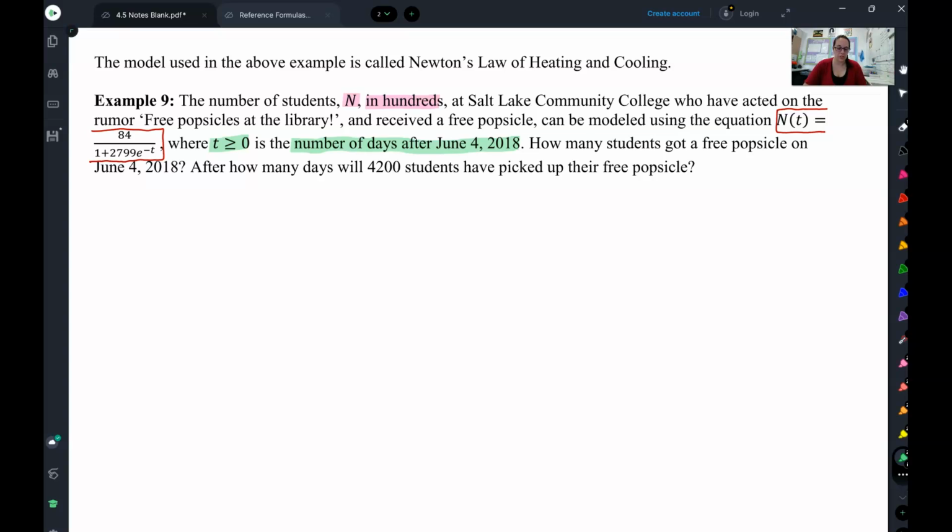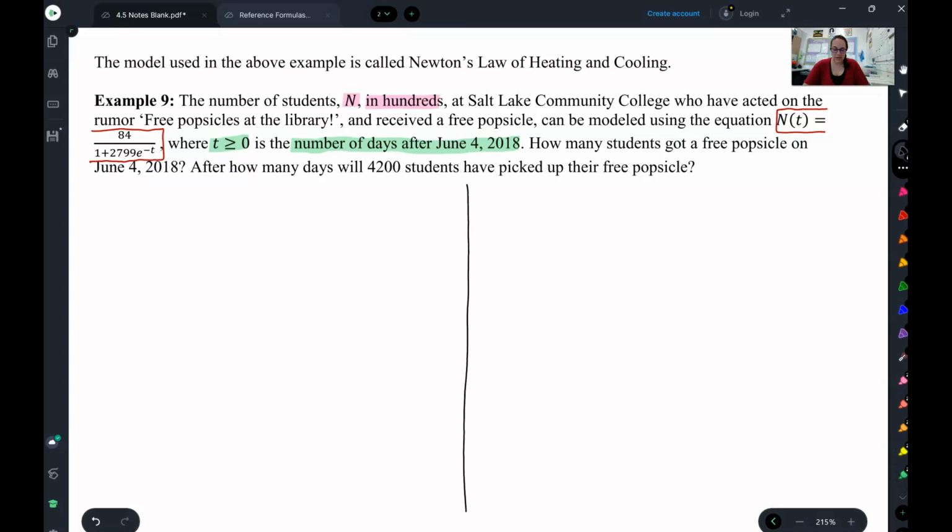So, two questions. First question it says is how many students got a free popsicle on June 4th, 2018. So if it is June 4th, 2018, that means my t is going to be 0, because that's the date I'm starting on. So basically we're asked first to start with this equation and plug in 0 for t to see what we get.